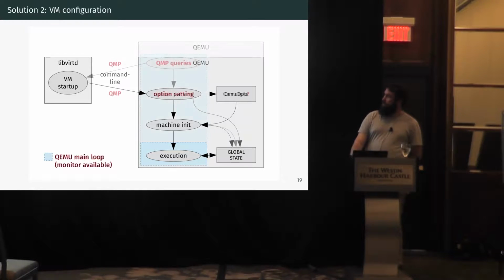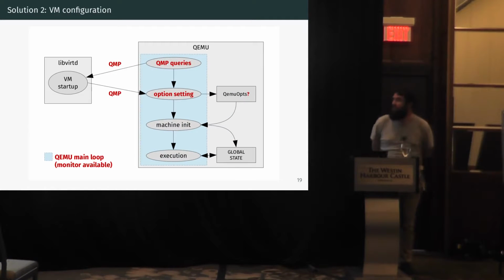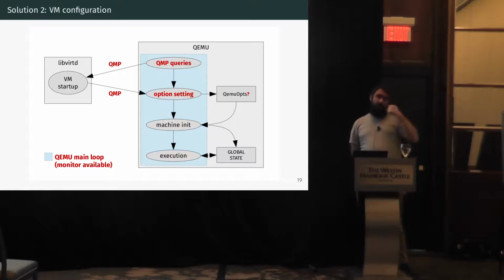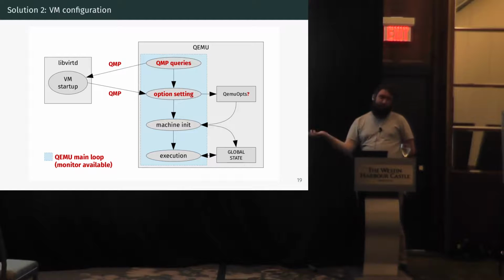So we would need to extend QEMU to do something like this if we want to make QMP available. We would need to start the QEMU main loop before the machine is initialized, allow QMP queries to be made, then allow VM options to be set, and then you can ask QEMU to proceed with initialization. I add a question mark here because I'm not sure how exactly we would configure that, but we would need to set some options somewhere and then initialize the machine.